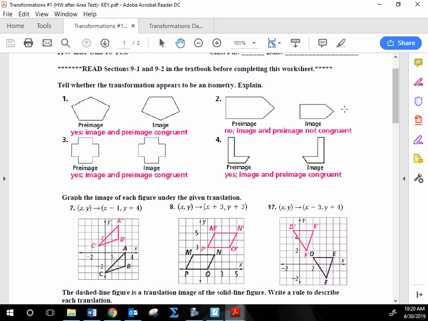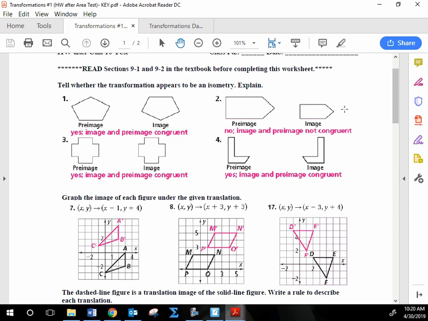Right, so for your homework, you're supposed to read a couple sections in the textbook and then complete this. Again, hopefully this was familiar to you. Most of it. Some of it might have been new. Who can explain to me what an isometry is?